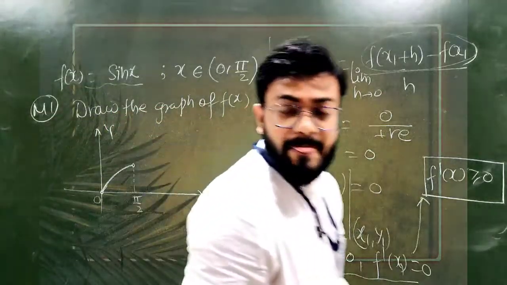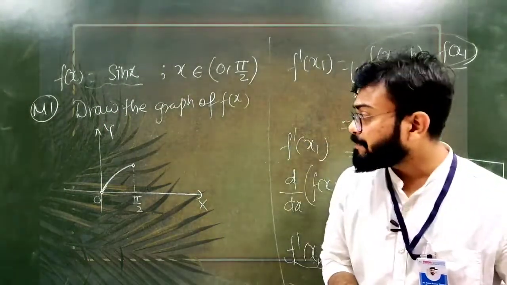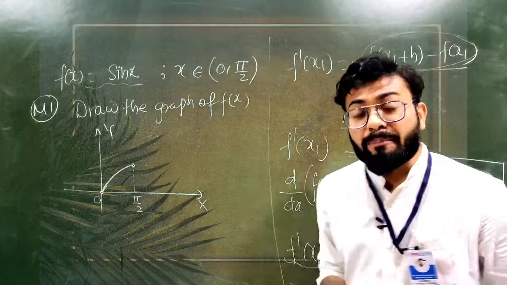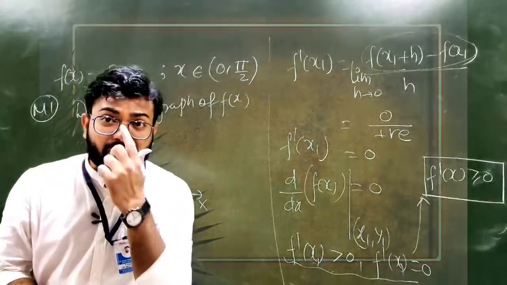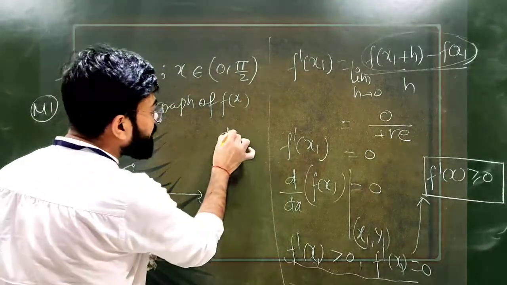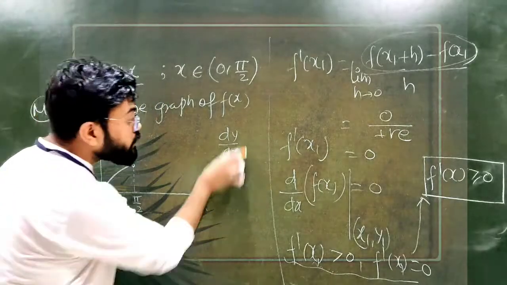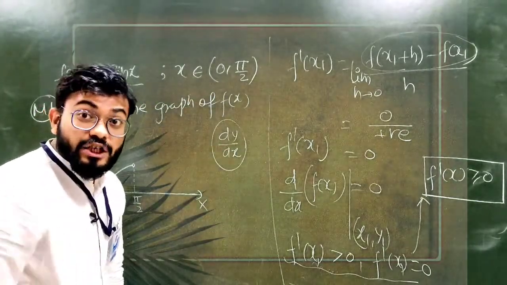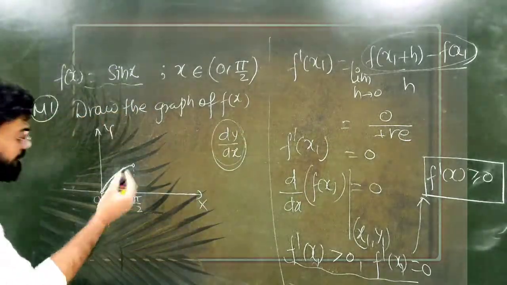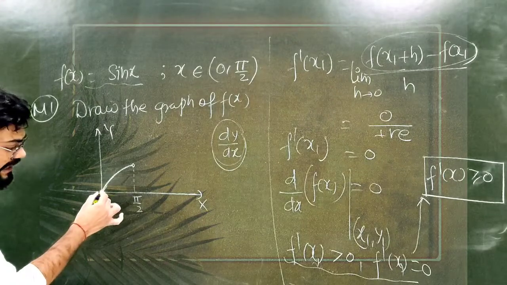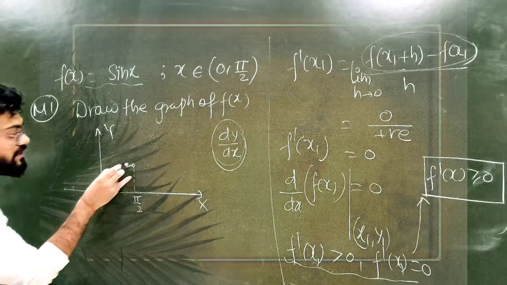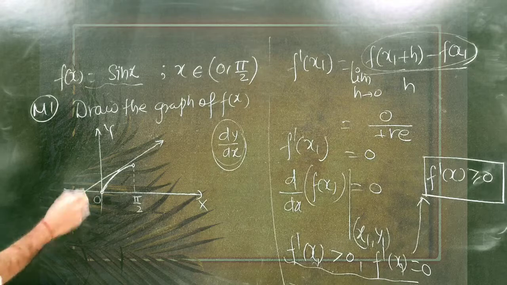How will you think about this? Sir, in the very first concept, dy upon dx of this function will be positive. What does it mean? dy upon dx of a function means the derivative of the function is greater than 0. But in another sense, you can say dy upon dx means the slope of the tangent of that function at any given point. If you draw a tangent at any point in between 0 to pi by 2 and find the slope of that tangent, let's draw this tangent and find the slope.